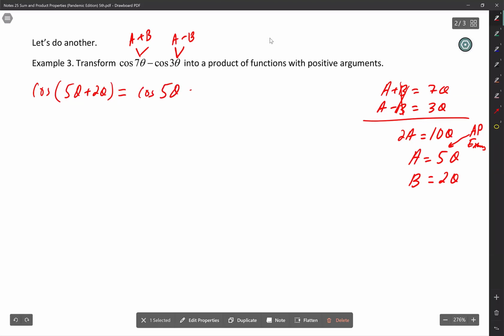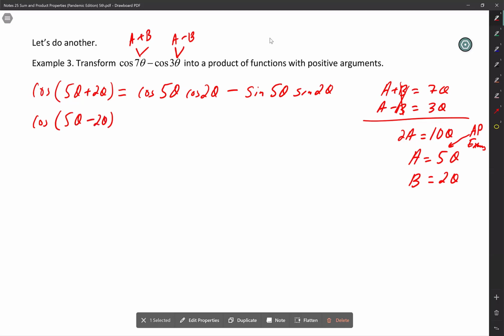Cosine 5 theta. Now I'm nervous. Oh, keep going, miss. You were doing good. Cosine 5 theta, cosine 2 theta, minus sine 5 theta, sine 2 theta. Good job. You got it, miss. Cosine 5 theta minus 2 theta is the exact same thing, except you change the minus to a plus.